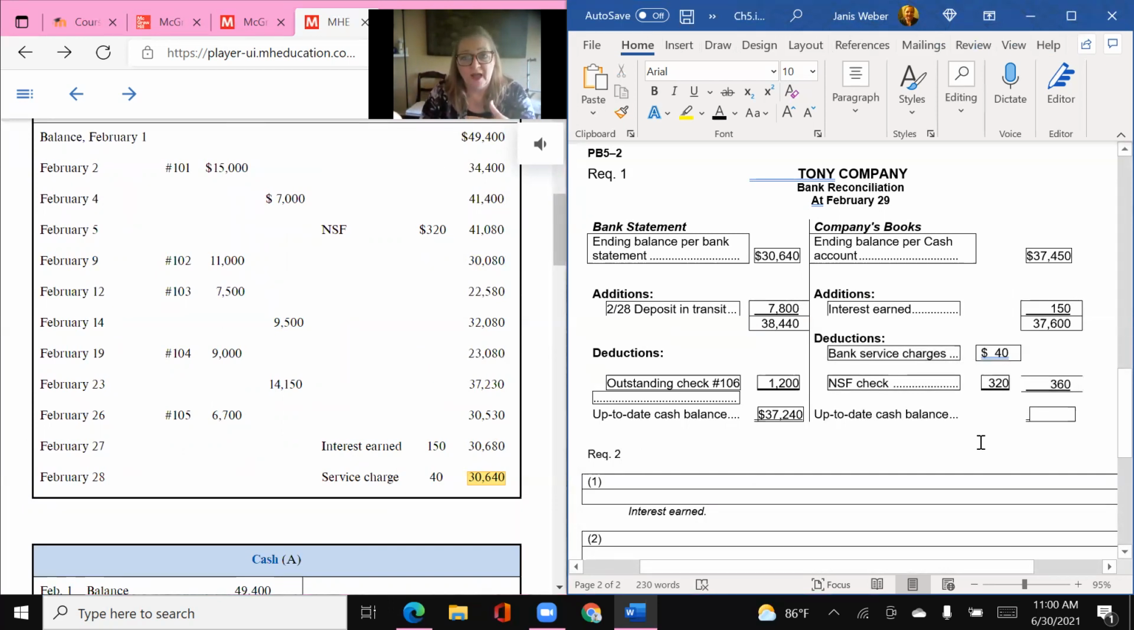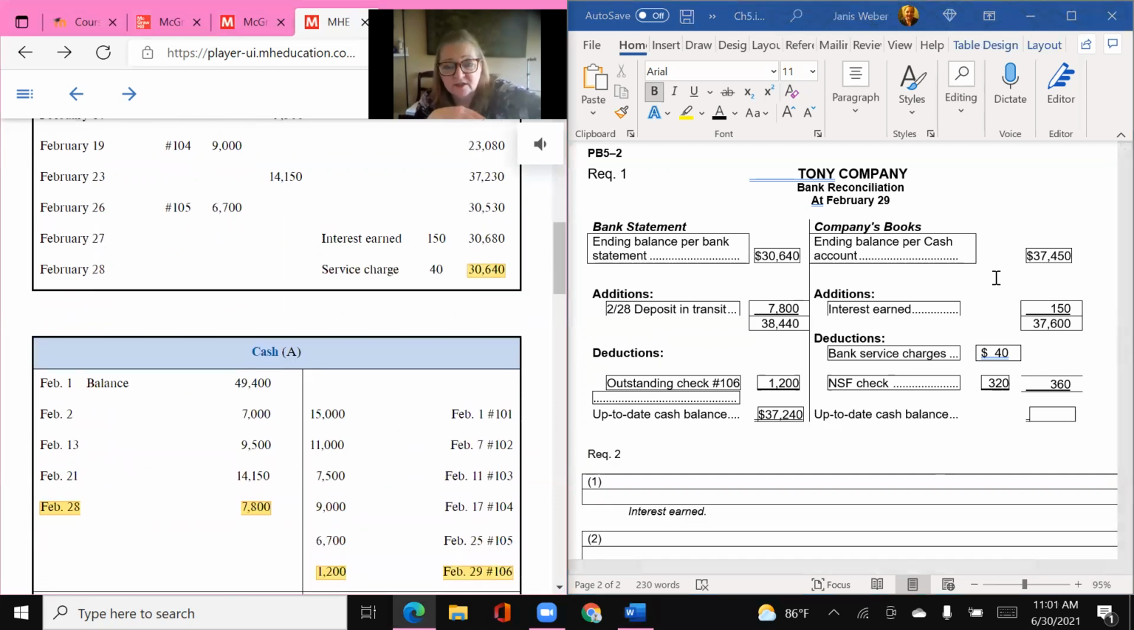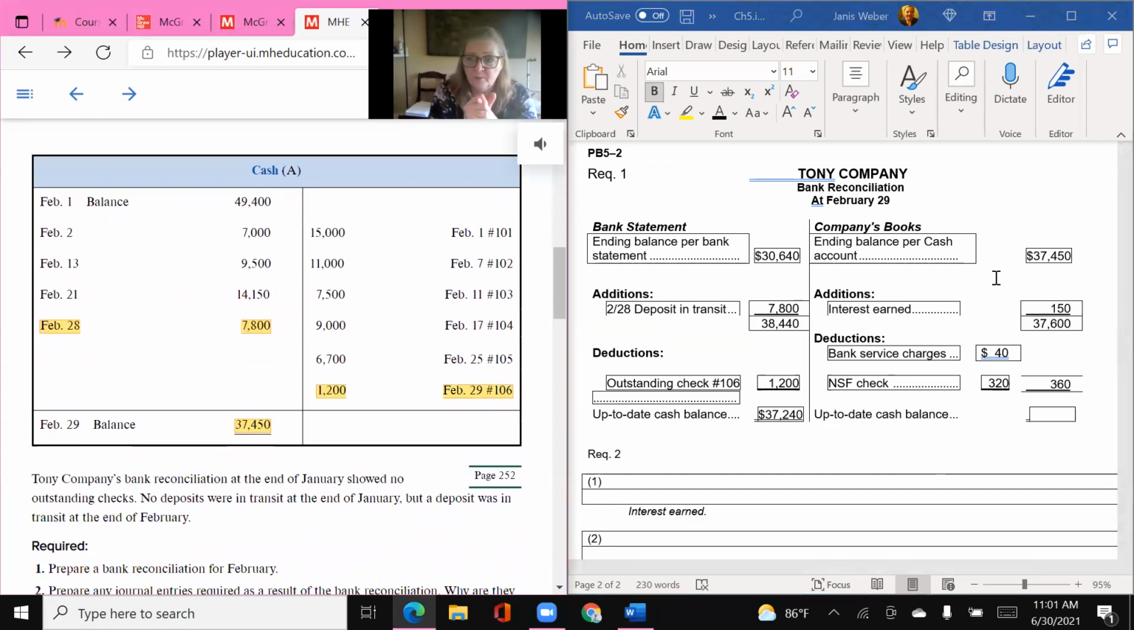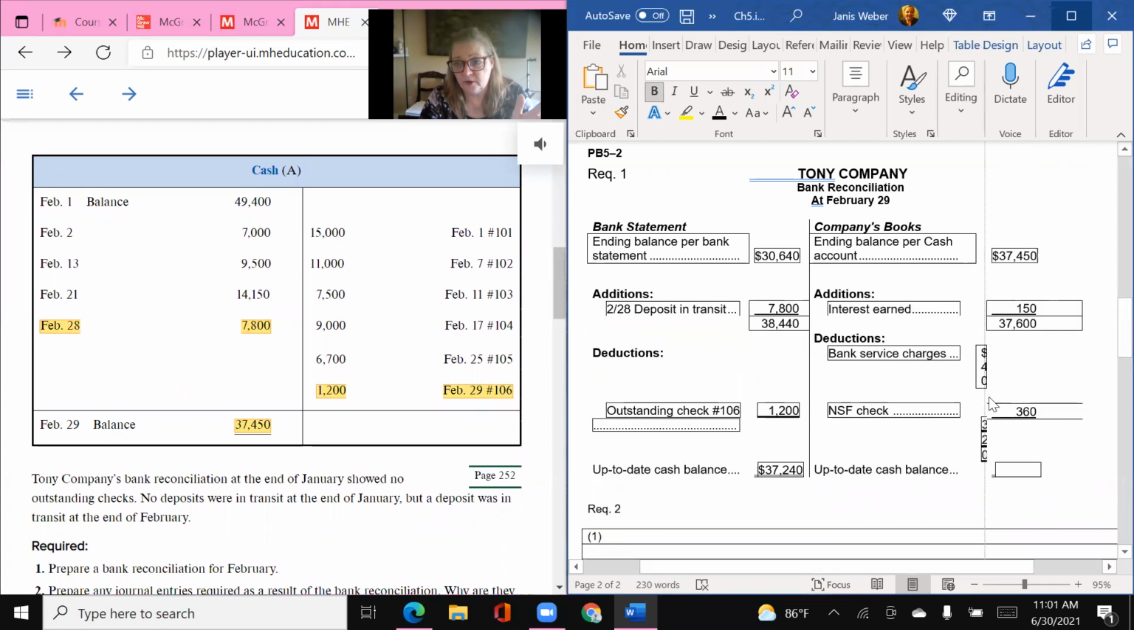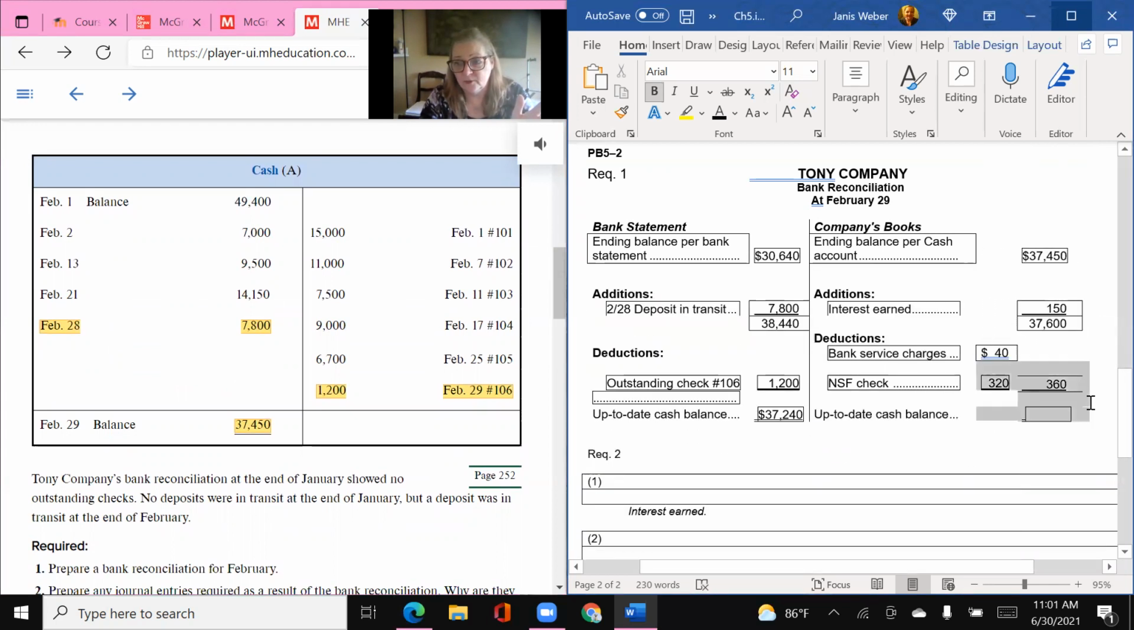So we're going to add them back to our book balance or subtract them from our book balance, whatever the case may be. $37,450 is what the T account says that our cash is. But since we didn't have these transactions recorded, when we record them, it's going to change that T account to correct. It's going to add 150 and it's going to subtract 40 and 320 to get us to the right number. $37,240 is going to be our balance after we make these journal entries.